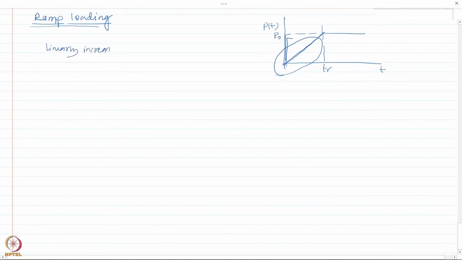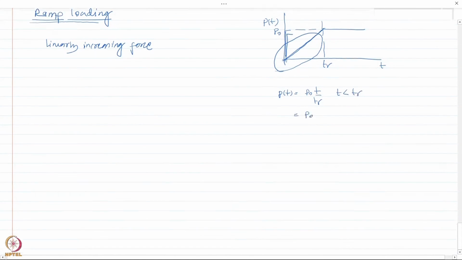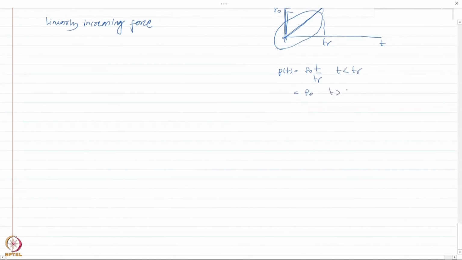Okay, linearly increasing force. Remember, for this case p(t) I can write as p naught t by tr for t less than tr, and it is equal to p naught for t greater than tr. Okay, so we want to find out, when it is still in this range, what is the response?